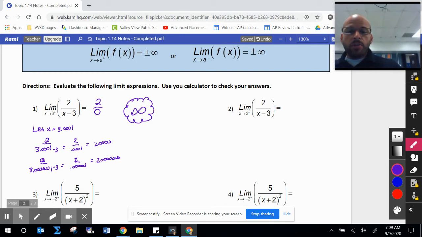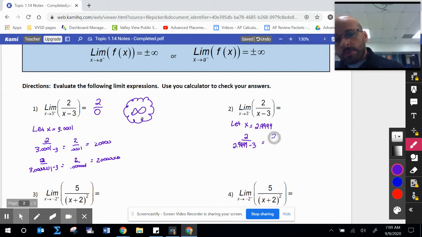So let's take a look at number 2. Now, if I approach 3 from the left, right? So I'm going to let x, just so you guys can see, be something like 2.9999, right? So if I were to have that, I have 2 over 2.9999 minus 3, which gives me 2 over negative 0.0001, which would again be what? 20,000. Okay. However, it should be negative, right?